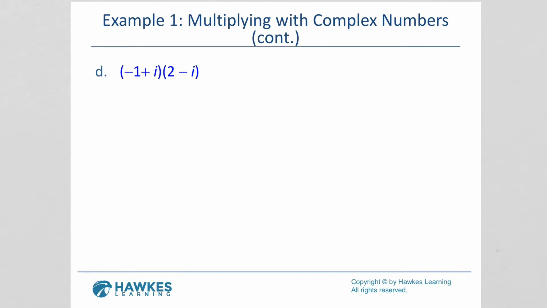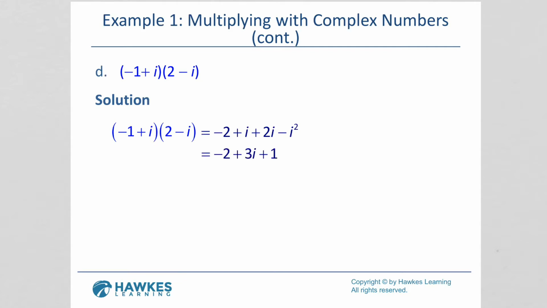Example 1d, we have the quantity negative 1 plus i times the quantity 2 minus i. So when we distribute, we have negative 2 plus i plus 2i minus i squared, which is negative 2 plus 3i plus 1, which is negative 1 plus 3i.